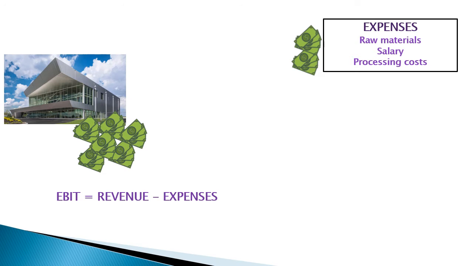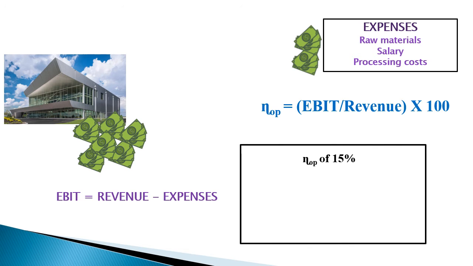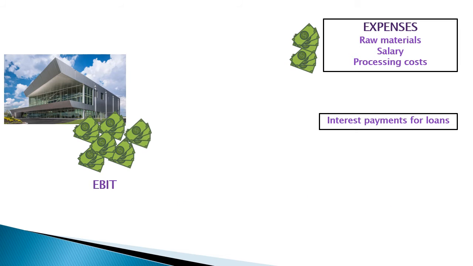Operating margin is calculated as operating profit divided by total revenue into 100, and it is expressed in terms of percentage. An operating margin of 15% means the company is getting 15 rupees as operating profit for every 100 rupees of revenue. If the company has taken any loans, then it has to pay interest for the loans.